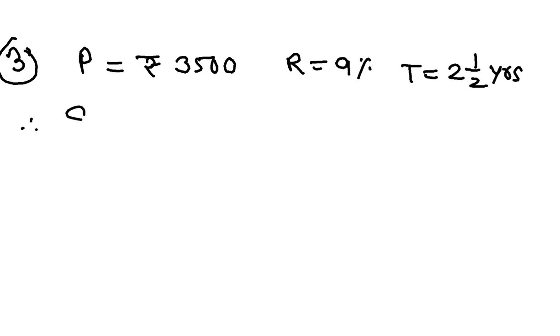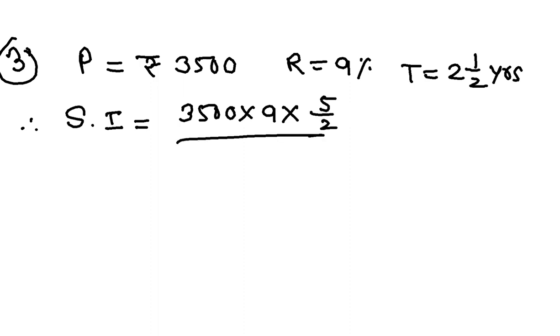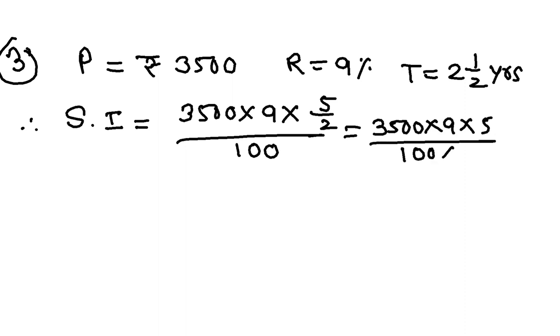So first of all, let's find how much interest he received. So P into R into 2.5, which is ultimately 5 by 2 by 100. So this will give us 3,500 into 9 into 5. This 2 will come down as I've explained earlier. So zeros are cancelled. And ultimately, if you calculate this one, you will get rupees 787.50. You can multiply, obviously, right?